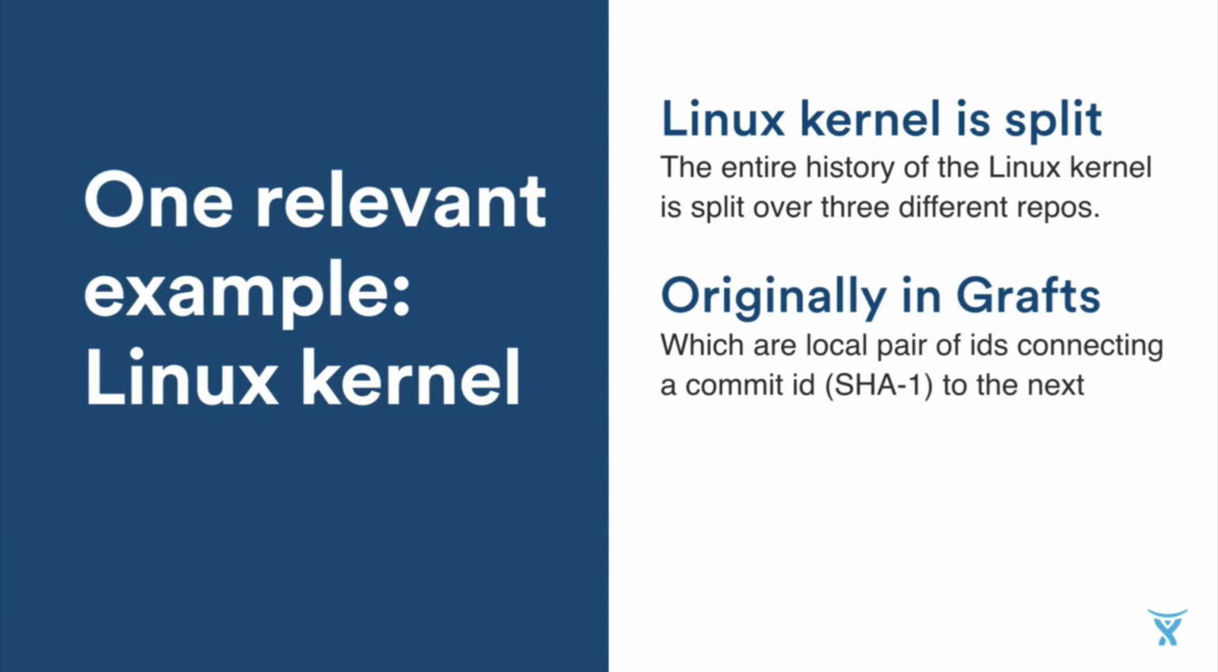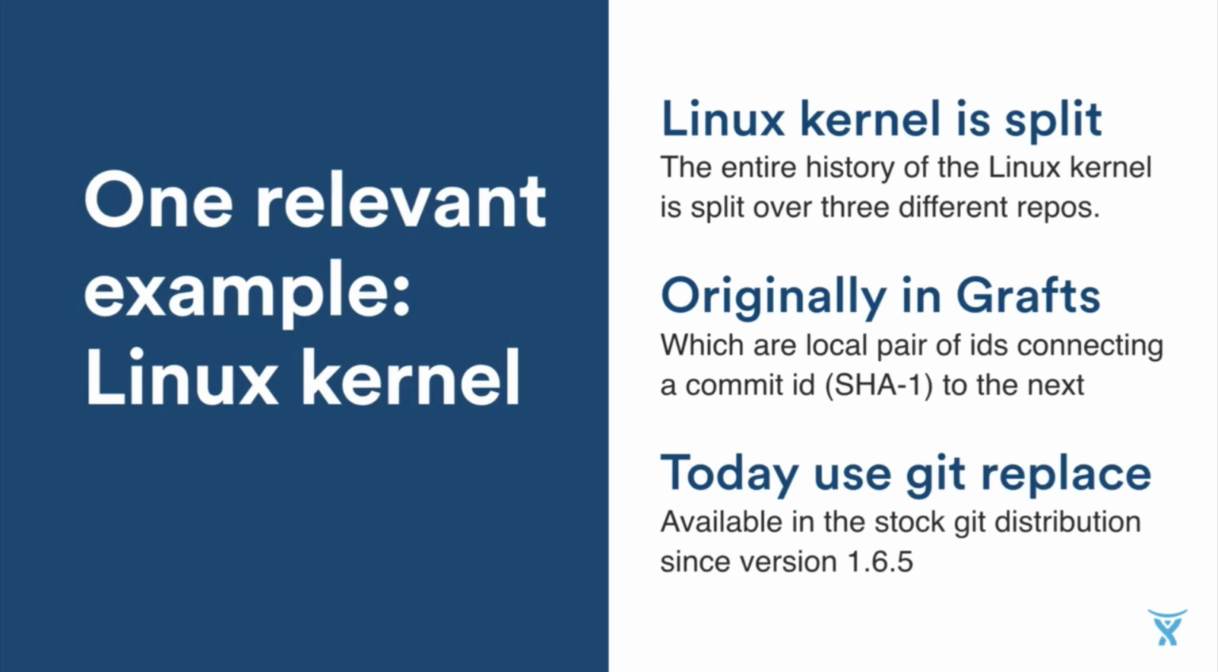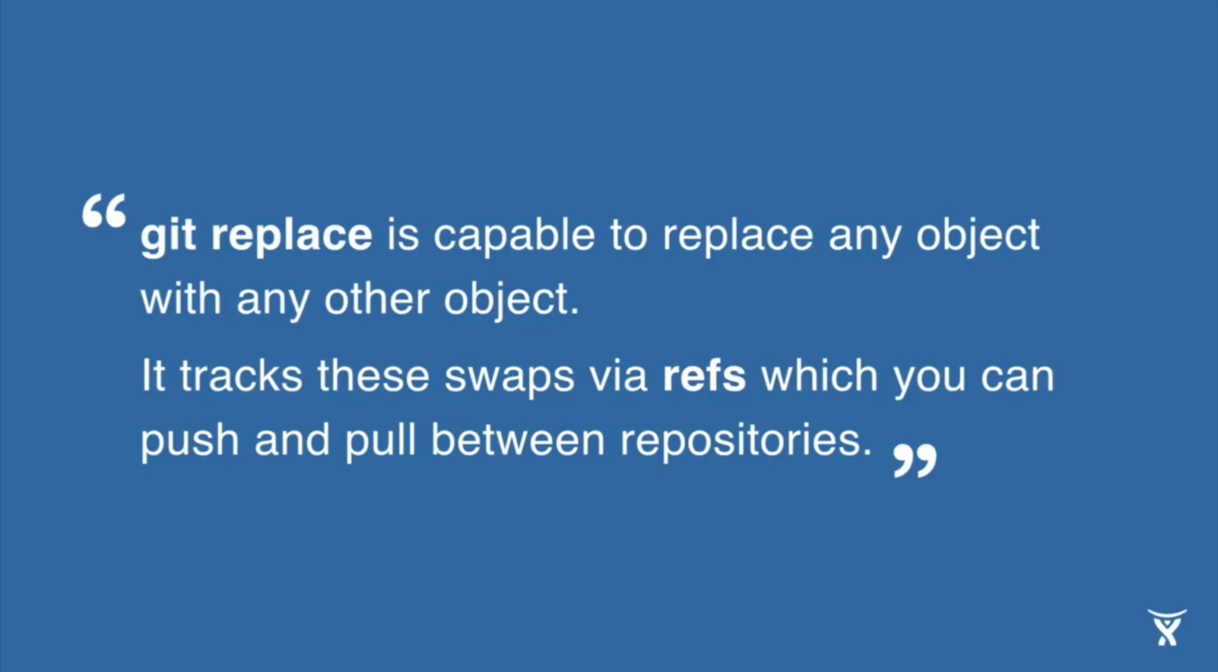So originally, the Linux kernel history was reconnected using a technique that only worked locally for each of your clones, and you couldn't share those. You had to share those in a text file and send it to people. Nowadays, there's a command that allows you to actually preserve and store replacing commits one by one, and it's called git replace. What git replace does is replace any object in a chain of commits with any other object, and you can also store those in your refs so that you can share this information.